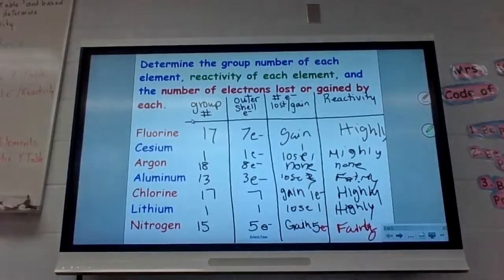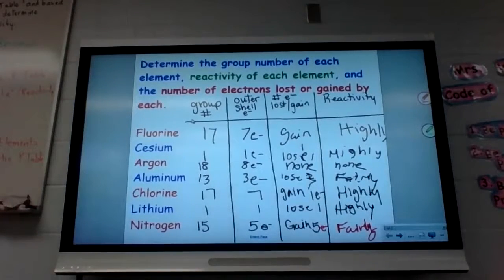Okay. Yep. Except gain 5. It's going to gain how many? It's got 5, so how do you get to 8 if it's got 5?